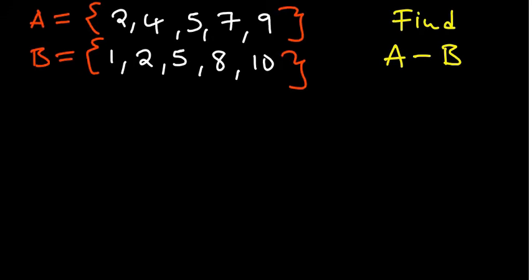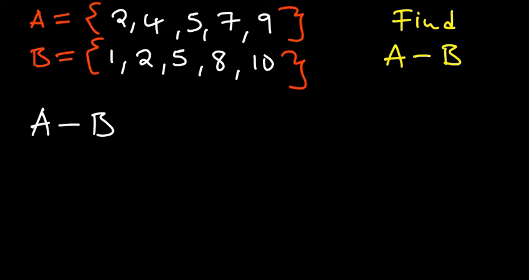The difference of sets A minus B. What does it mean when you see A minus B? Under set theory, A minus B means A without B. As simple as that sounds, A minus B means A without B. It's very, very simple and straightforward.